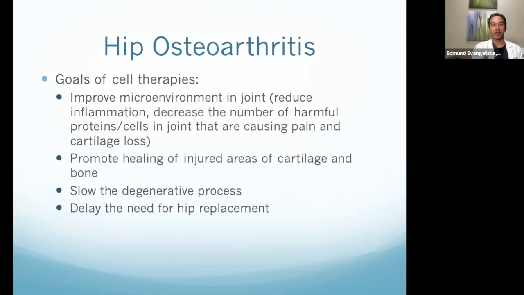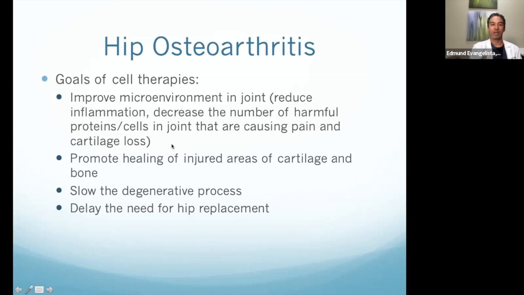What are the goals of cell therapy? Well, I'm not going to tell you that it's regrowing cartilage in the setting of arthritis because we're not there yet. I mean, there's laboratory evidence that some of these treatments can do that. However, it's not proven in what we can do based on the guidelines with the FDA and what we can do with our cell treatments.